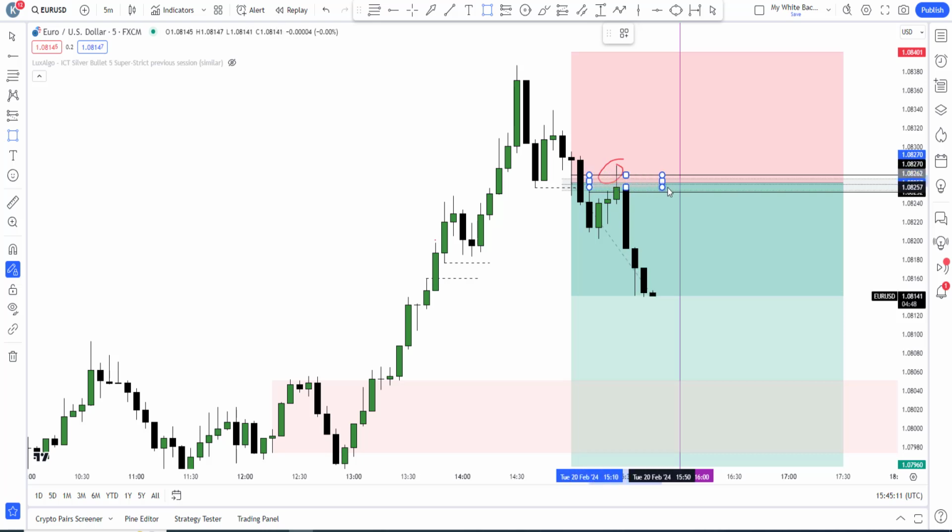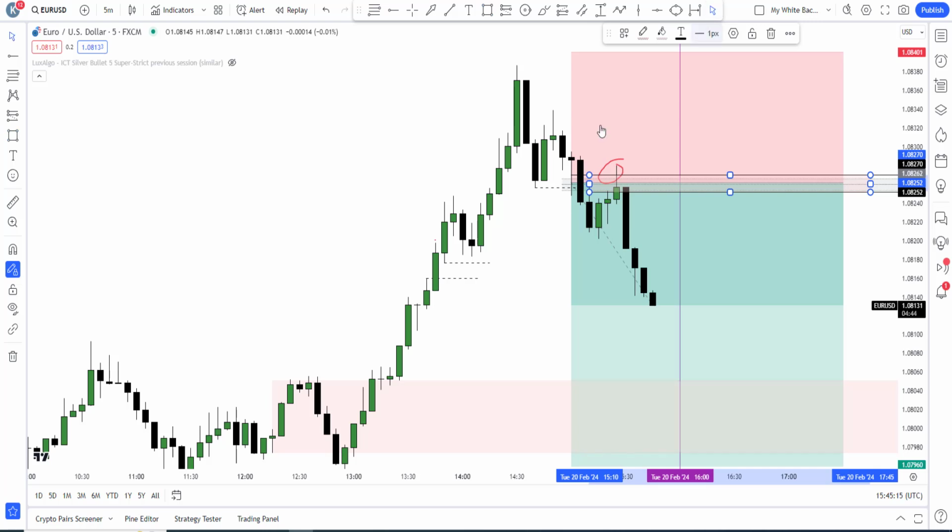So I took the trade from the implied fair value gap. You know, that is the beauty of knowledge. When you know what you're doing, you will be invincible in the market.